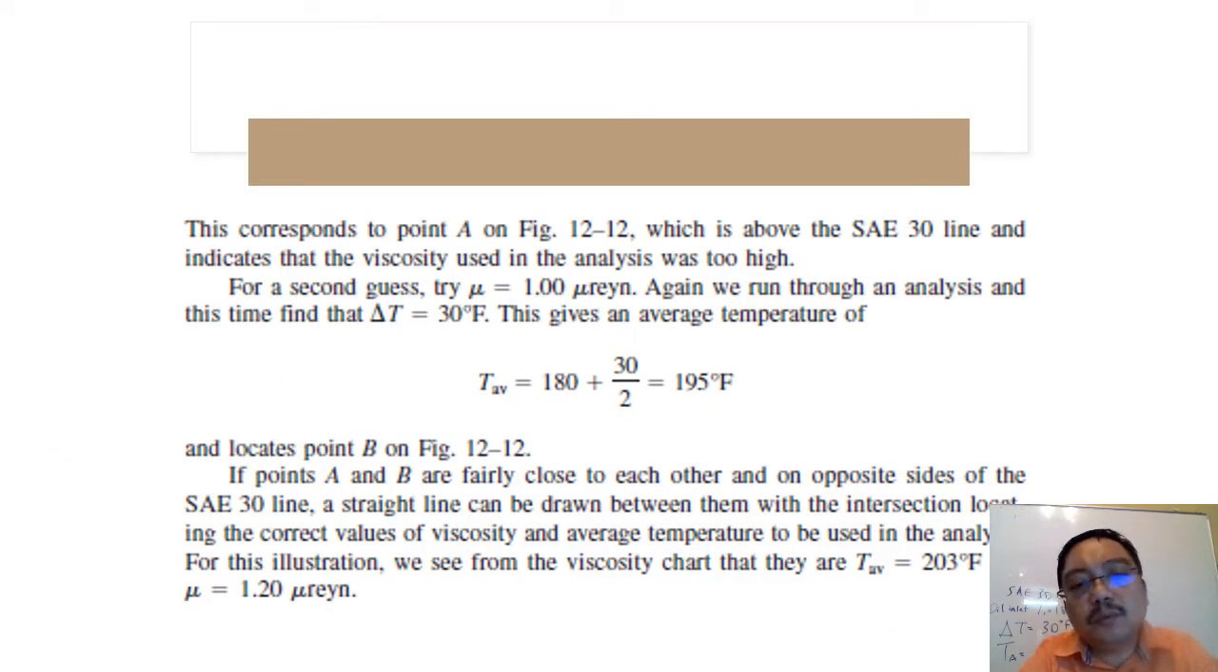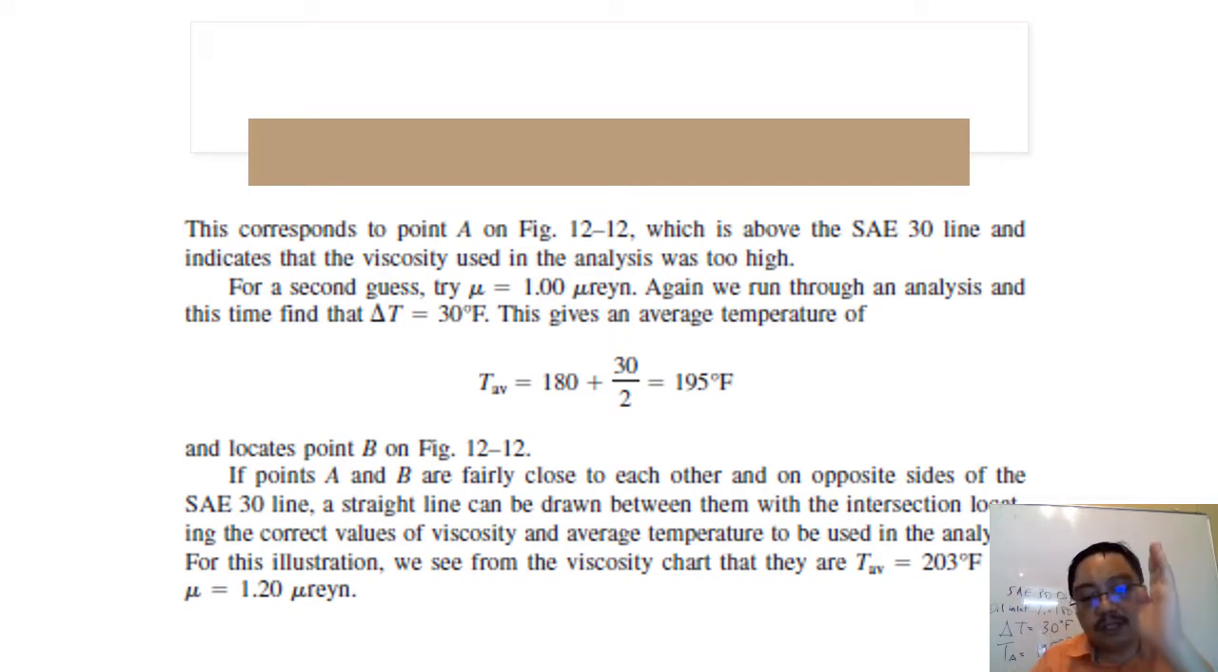So this corresponds to point A on figure 12-12, which is the figure in the previous slide, which is above the SAE30 line and indicates the viscosity used in the analysis is too high. Then if you are not satisfied with the viscosity, you may use another viscosity of your choosing. Remember, in the first try we chose 1.4 microreyn. And then we try 1 microreyn, then we run through the analysis, meaning that you extrapolate the graph.